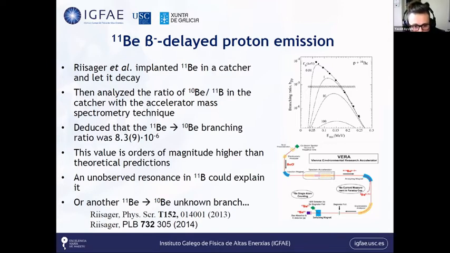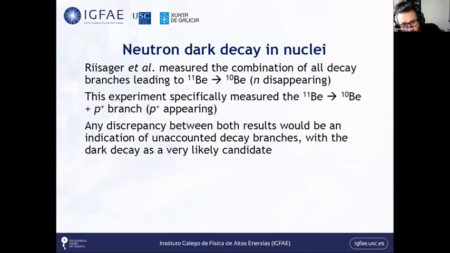And that would happen in the case that we have an unobserved resonance, which, of course, one would expect to be a near-threshold resonance. We can see here that, depending on the energy of the resonance and the branching ratio, one has one shape, and of course different energies and different branching ratios. And the other possibility is that there's an unknown branch, so there's beryllium-10 because it's the residue of some unknown or unobserved decay. So the thing is that, as I said before, they measured all the channels.